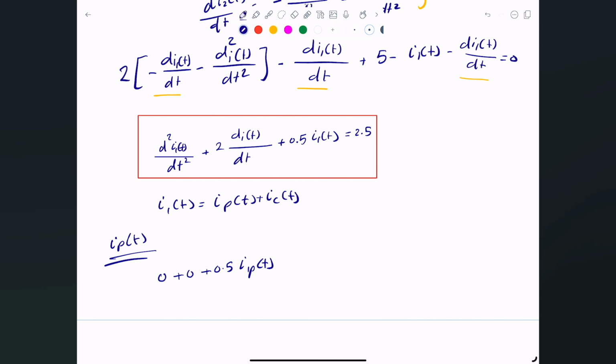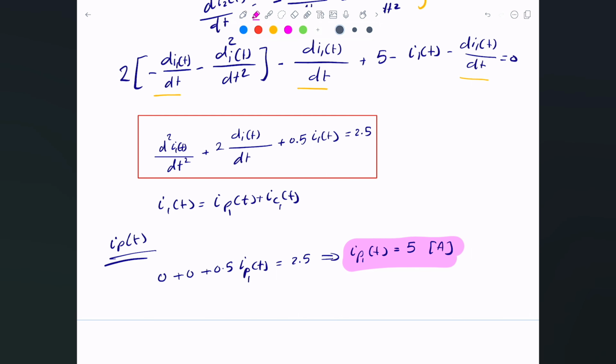I'm just going to call it I particular, just for the sake of consistency here. I can just call it P1, C1. This is P1 in here, and that should equal 2.5. That means the particular solution is simply 2.5 divided by 0.5, which is 5 amps. So that's basically the particular solution. I'll just highlight it in here. Okay, good. So now what's next?